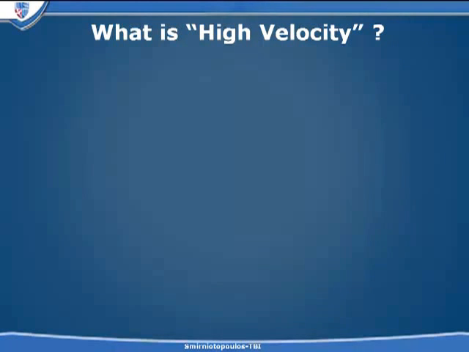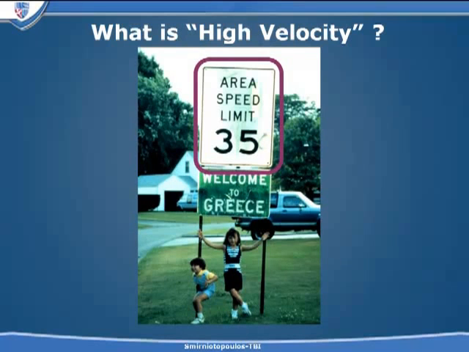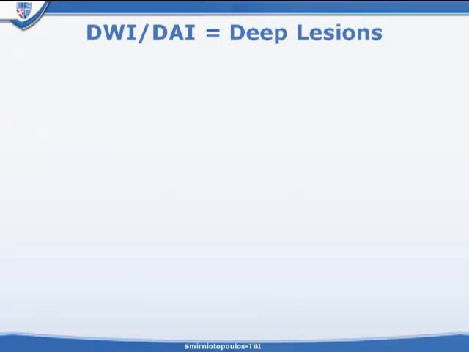Well, what is high velocity? I was expecting to find in reviewing the literature that high velocity would be 70 or 80 miles per hour, but in actual fact, if a motor vehicle is traveling at 35 miles per hour, that is sufficient in a T-boning coronal angular momentum situation to produce a deep lesion or traumatic axonal injury.